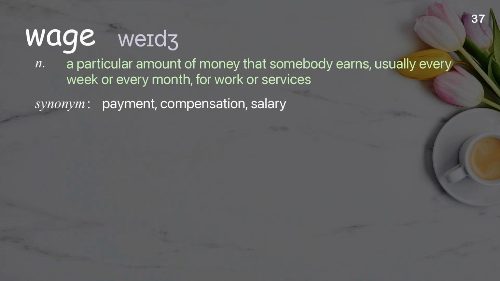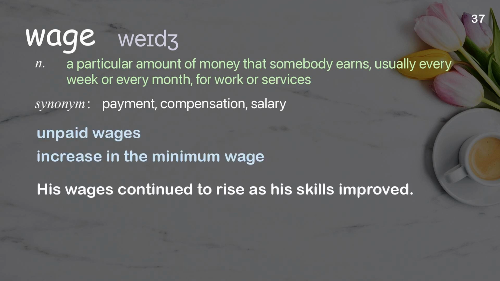Wage. A particular amount of money that somebody earns, usually every week or every month, for work or services. Examples: unpaid wages, increase in the minimum wage. His wages continued to rise as his skills improved.